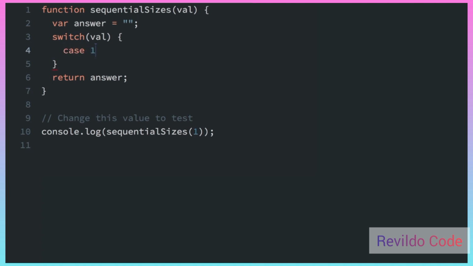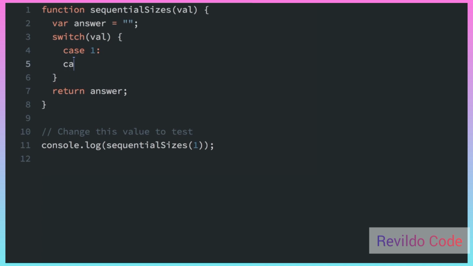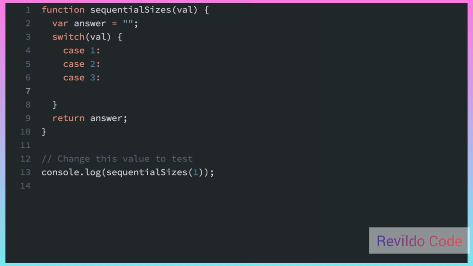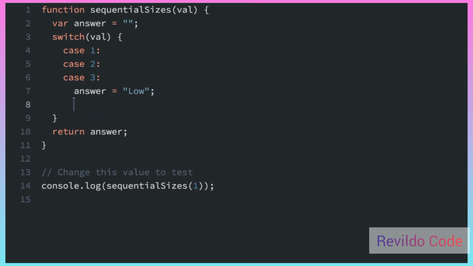Case 1, and I can go straight into case 2. And then I can go straight into case 3. And since I don't have any break statement between each case, it will just keep going to the next one automatically. And now I'm going to say that the answer is going to be set to equal low. And here is where I put the break statement.